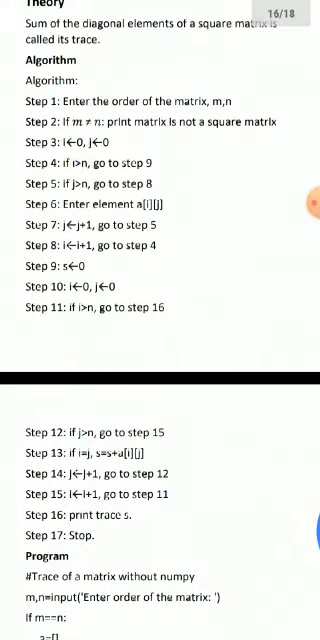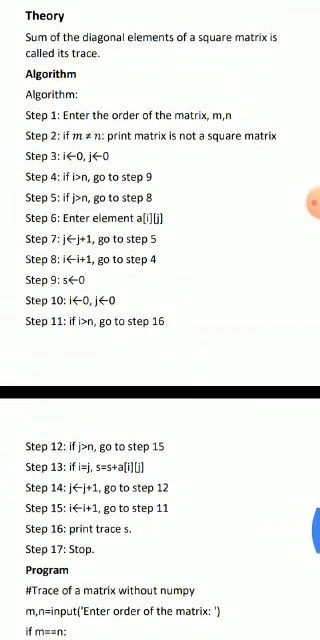Okay, first step is to enter the order of the matrix m, n. Then if m not equal to n, print not a square matrix. Then 0 tends to i and 0 tends to j. If i greater than n, go to step 9. If j greater than n, go to step 8. Enter element a of i, j, then j plus 1 tends to j, go to step 5. i plus 1 tends to i, again go to step 4, and so on.